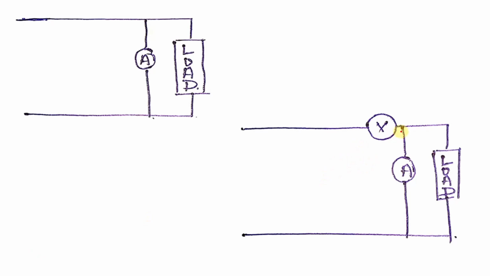Now see, normally we connect the voltmeter in parallel with the load and the ammeter in series with the load. But now the question says that the connections are reversed. Then what will happen? So let's see. Now we know that this is basically an ammeter, the resistance here is very less, and this is the voltmeter, the resistance is very high.